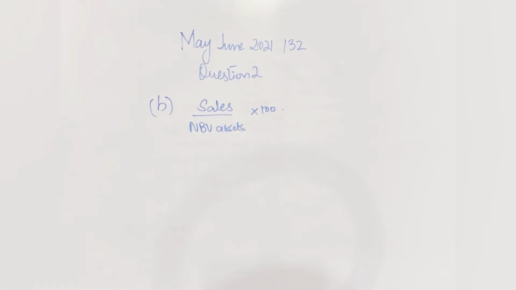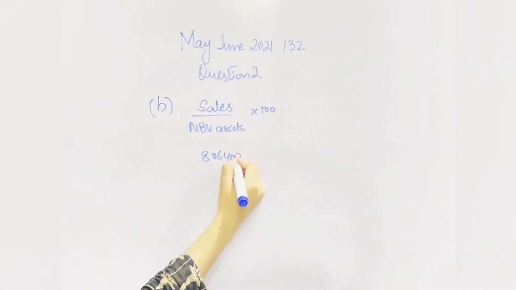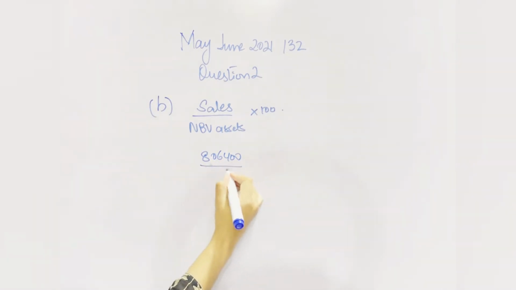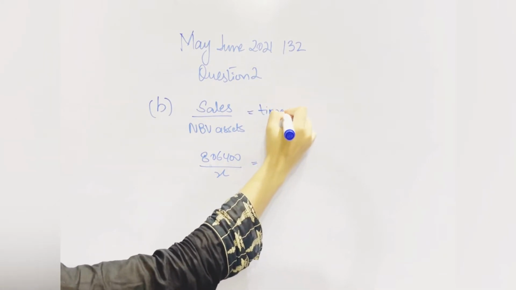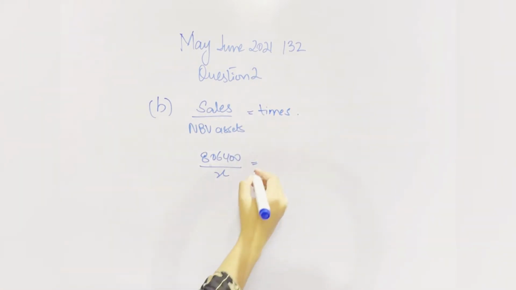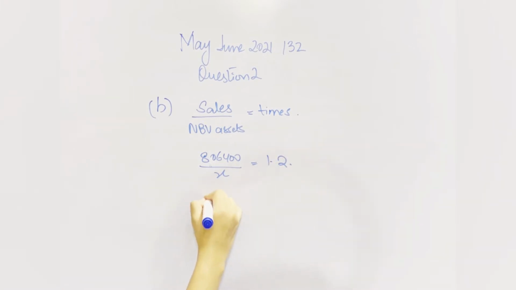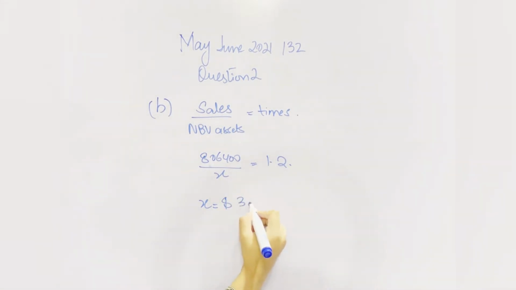So it's basically 806,400 divided by x, because you're supposed to find x, and the answer is in times. Sometimes you write it as a percentage, sometimes as times, but in this question it is required in times, so we'll use this, and it is given 2.10. So the x value is very easy and simple, that is 384,000. That's all that you need to know.